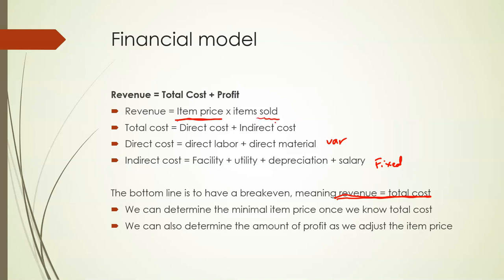This is critical because here we introduce a concept called scrap. That means not every item you produce will be able to be sold, because some of them might not meet the quality standard. We're also able to determine the amount of profit as we adjust the item's price. So if we make it higher, then we will be able to make more money.